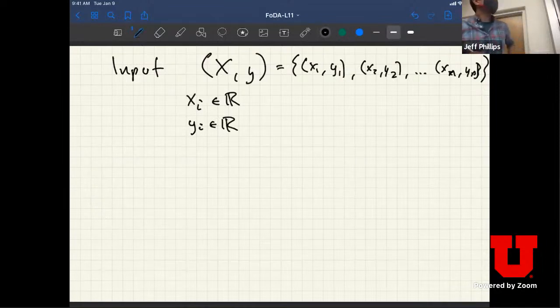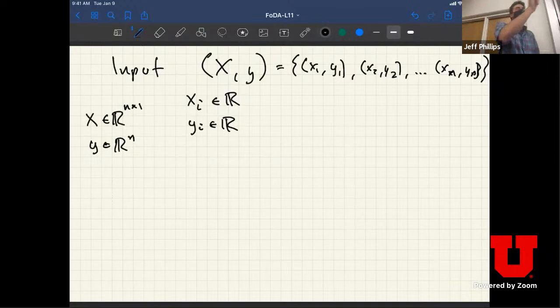So you could think of the X here as a matrix that's n by 1. In the next lecture, we'll extend this when it's not n by 1, but n by d or something like that. And then y we'll think of as a vector in R^n. In this class, we'll keep this as a vector. There are extensions where this can be matrix valued as well.